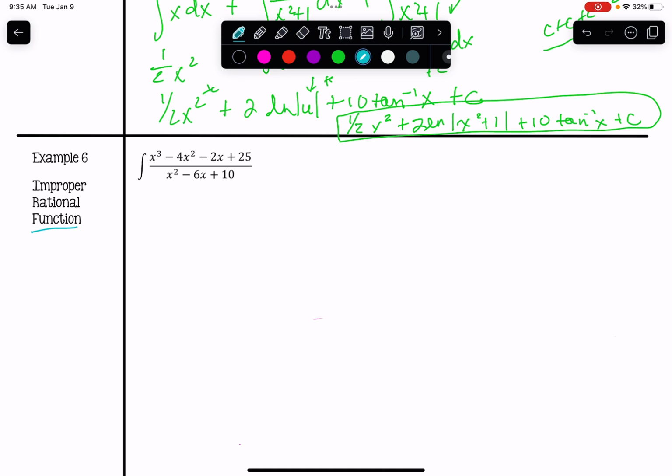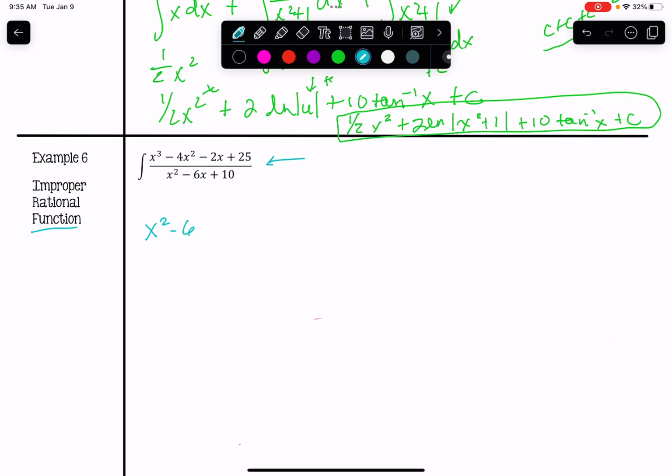Let's just get started. This one uses both long division and completing the square, so a little bit of both. So again, if I see something like this, I'm going to immediately say, hey, I can make that simpler by taking the quotient. So let's just do that.